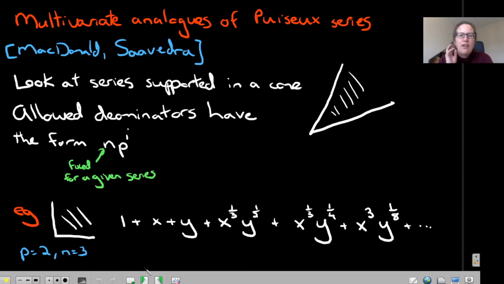It turns out if you have series satisfying that, and a certain extra well-ordering condition that I've left out, those series will form a field that is algebraically closed. This is the work of MacDonald and Saavedra, etc. And it contains the field of rational functions. In my example, it will be the field of rational functions in the variables x and y.